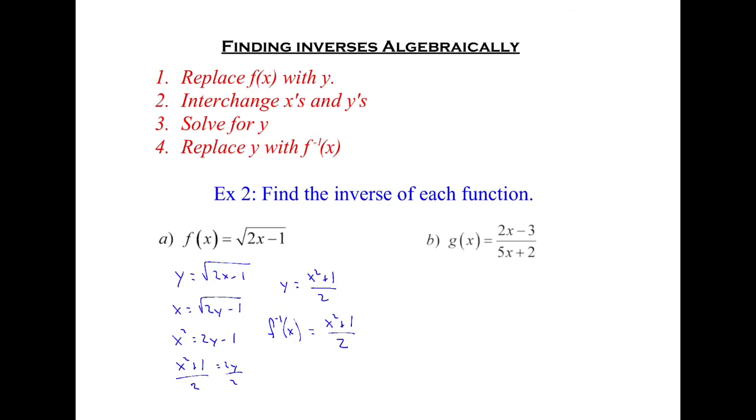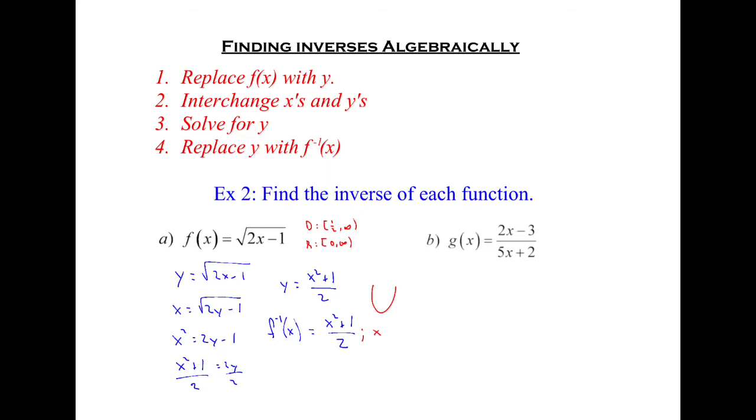Now I want you to look at that for a second and see if you notice anything that we need to fix. So the domain of the original function was all values greater than or equal to 1/2, and its range was all values greater than or equal to 0. Well, why does that matter? Well, the inverse had an x squared. So if you remember, a quadratic is a parabola. Is that a one-to-one function? No. So we have to have some type of restriction here for our domain.